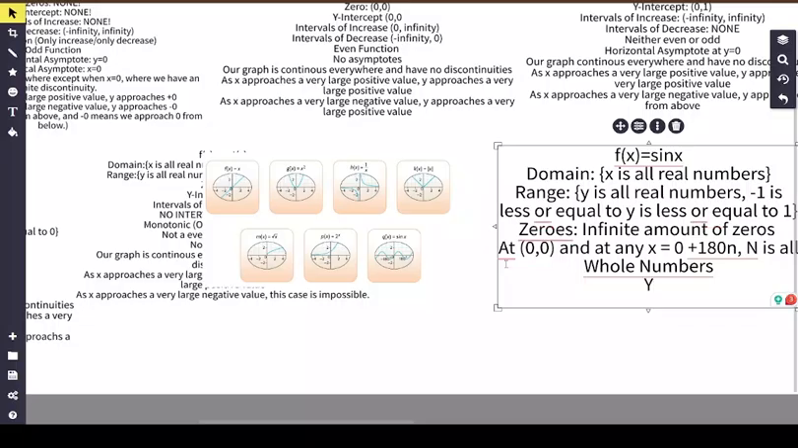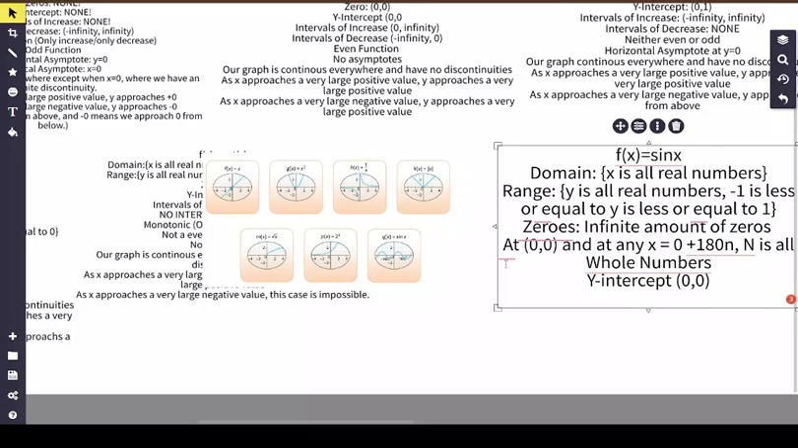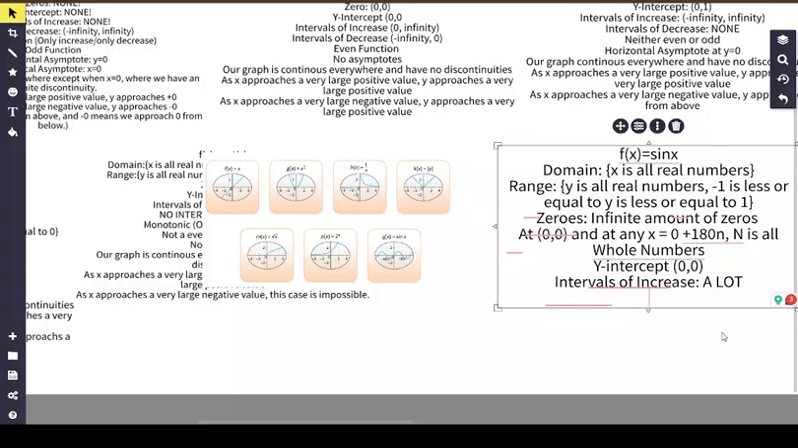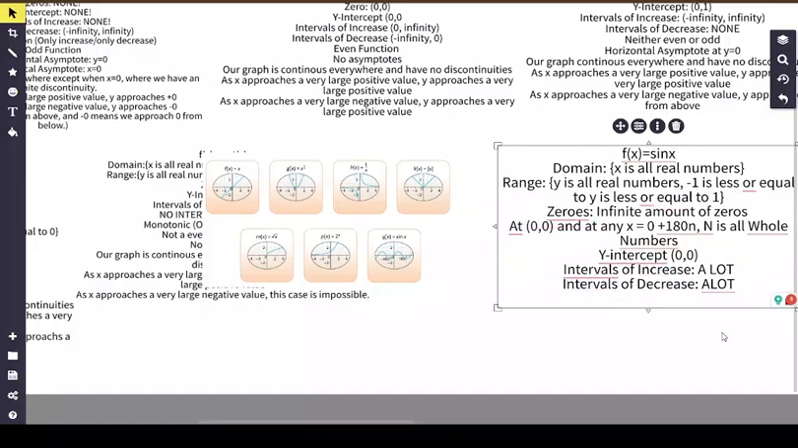And y-intercept. This is much easier because there's only one y-axis, so the y-intercept is (0, 0). Let's talk about the interval of increase. Just know there's a lot because it's always fluctuating. It's going up and down here and there. So we won't specify, and we will leave it for the trig function unit. And we could say the same thing for intervals of decrease. A lot.